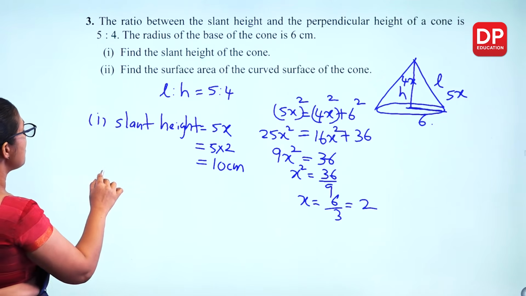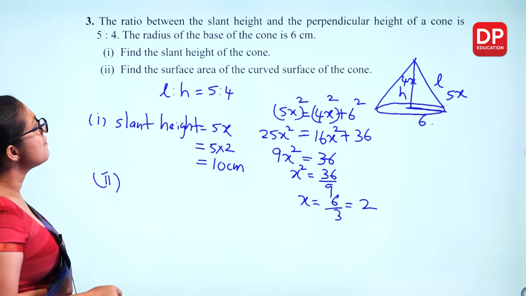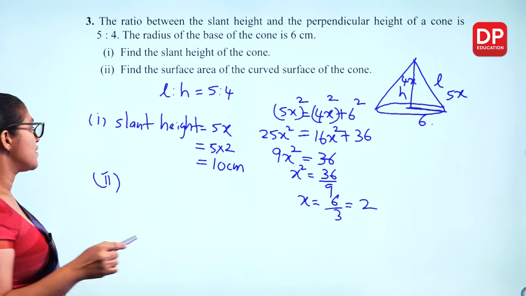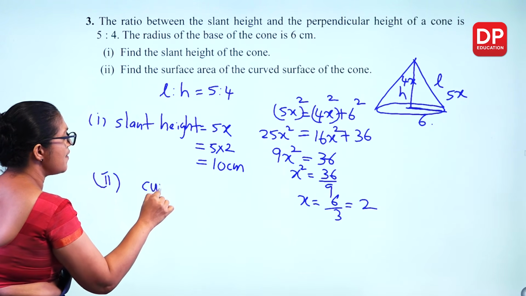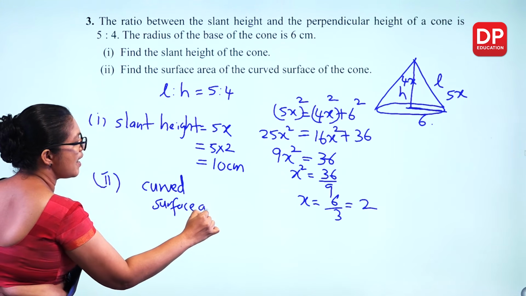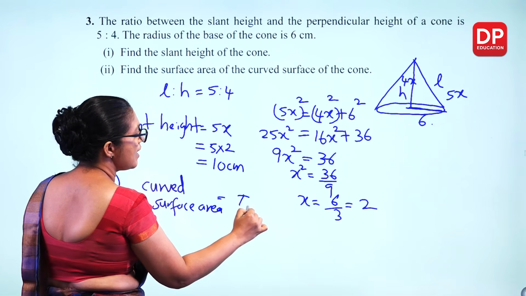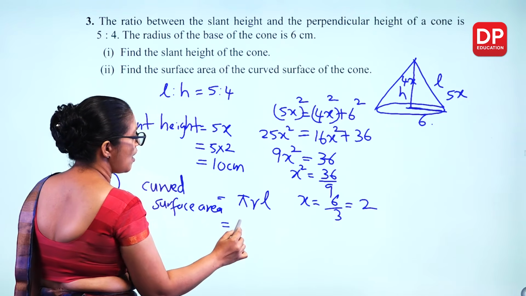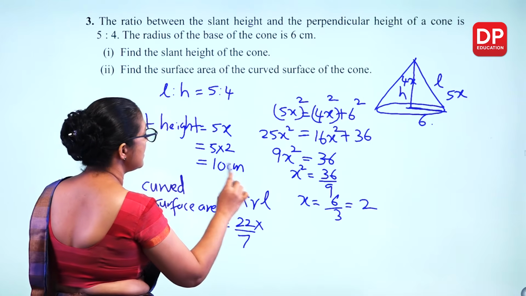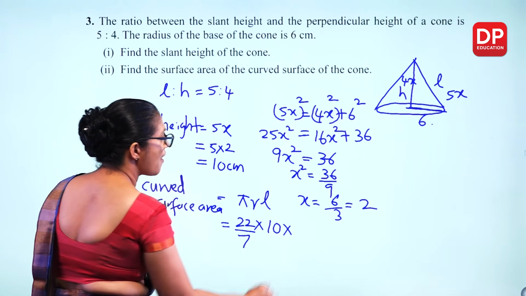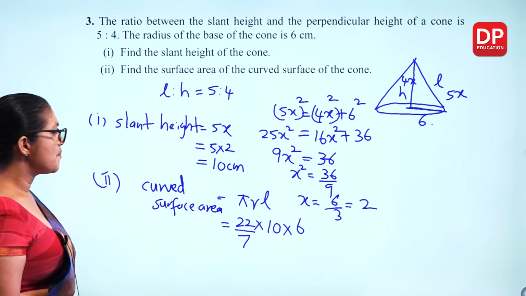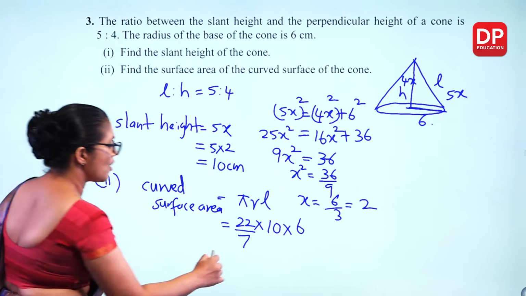And then the second part, they ask, find the surface area of the curved surface of the cone. So only the curved surface. So what is the curved surface area? Curved surface area is pi r l. Now pi is 22 over 7, l is 10. What is r? r is given, 6. So substitute here and find the answer.